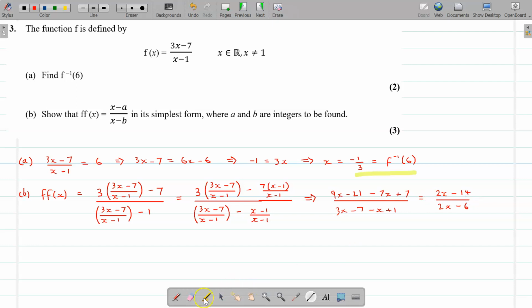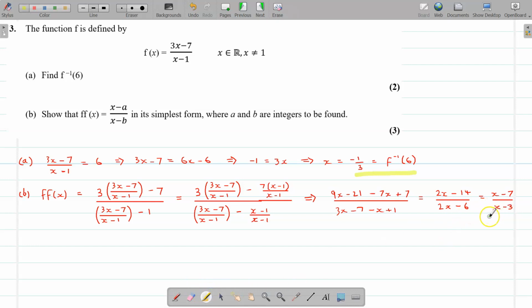away that that can be written as x minus 7 over x minus 3, which is the answer to the question because it's in the form x minus a over x minus b. Okay, so that's it. So it works out quite nicely.